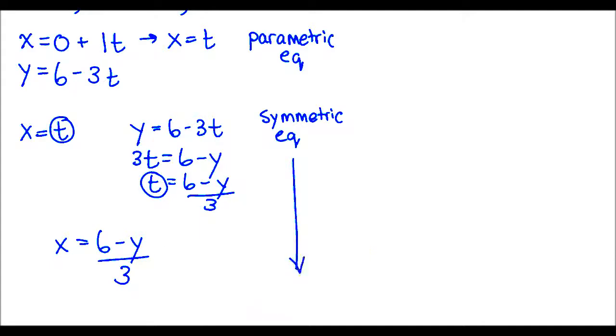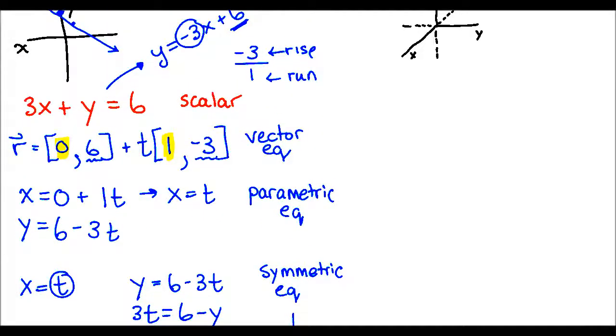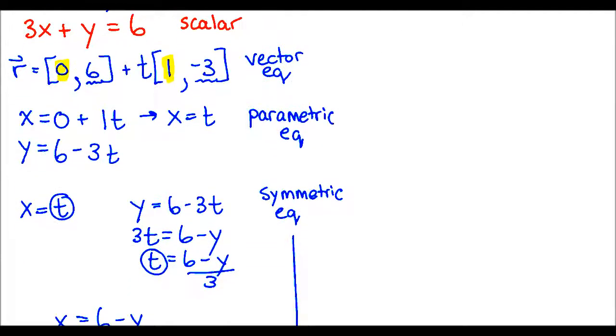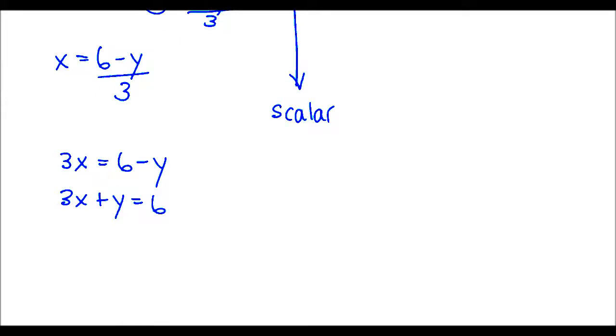My symmetric equation can help me go back to my scalar equation, if you didn't know what your scalar equation was, just by rearranging it. I could multiply both sides by 3 to get rid of the denominator, so I'd get 3x equals 6 minus y. Then rearranging, I get 3x plus y equals 6, which is, boom, the equation we started with. So that's lines in 2 space: scalar, vector, parametric, and symmetric. And I can check if a point's on a line. So if I wanted to say, hey, is the point (1, 1) on the line?